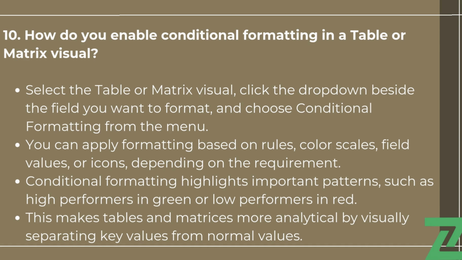10th question. How do you enable conditional formatting in a table or matrix visual? Select the table or matrix visual, click the drop-down beside the field you want to format, and choose Conditional Formatting from the menu. You can apply formatting based on rules, color scales, field values, or icons, depending on the requirement. Conditional formatting highlights important patterns, such as high performers in green or low performers in red. This makes tables and matrices more analytical by visually separating key values from normal values.